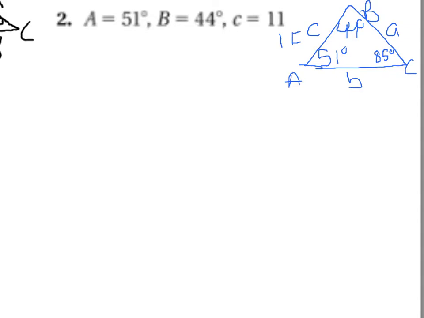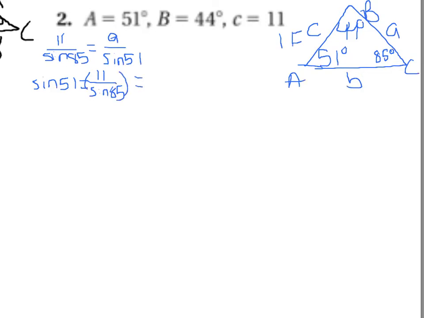So watch, we have side C, so we found angle C. So that's the ratio we need to use. So I say 11 over the sine of 85 equals, and it doesn't matter which one you find first, so I'll go alphabetical, A over the sine of 51. Then remember, you multiply by the sine of 51, times 11 divided by the sine of 85 equals A. So A equals 8.58.